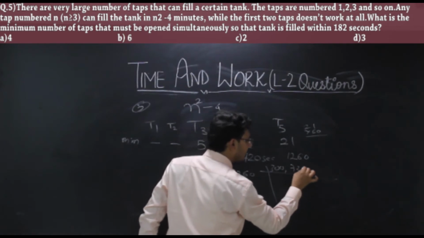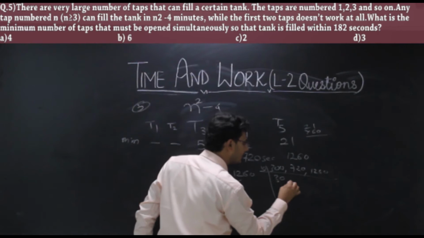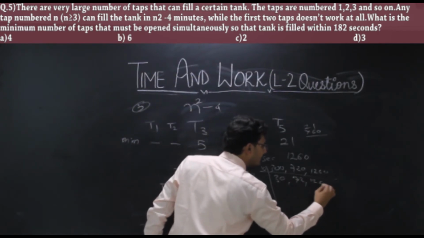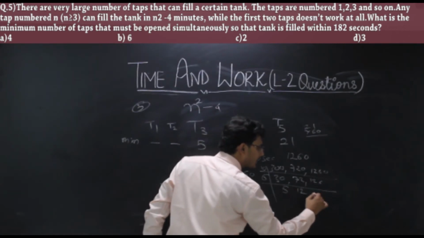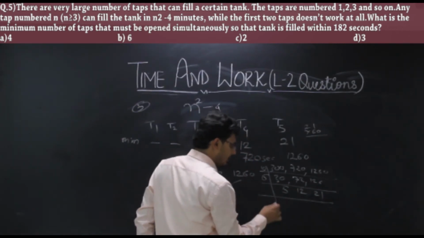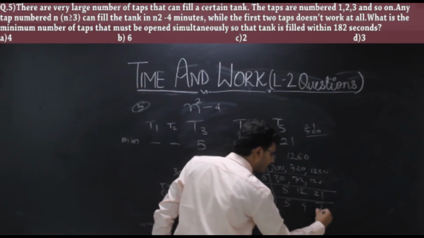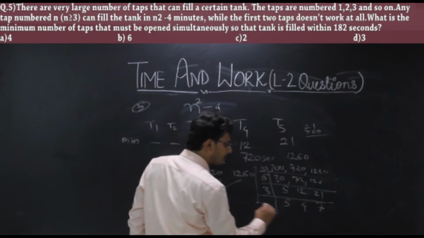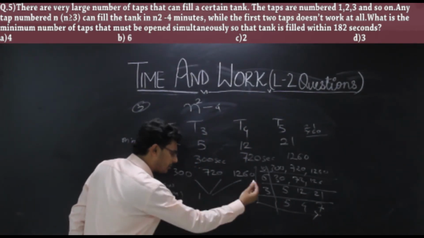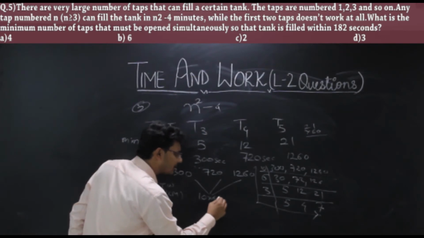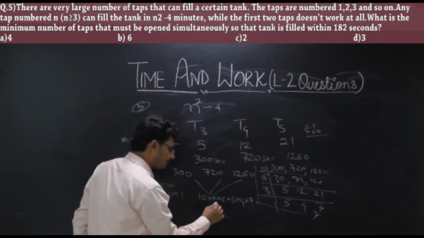300, 720, 1260, divided by 10: 30, 72 and 126. Again dividing by 6: 5, 12, 21. These 2 will be divided by 3, so I'll divide by 3: 5, 4 and 7. Now it is not divisible. So my total work is nothing but the multiplication of all these numbers. So my total work will be 10, I'll not solve this, I'll just write it: 12 into 6 into 3 into 5 into 4 into 7.